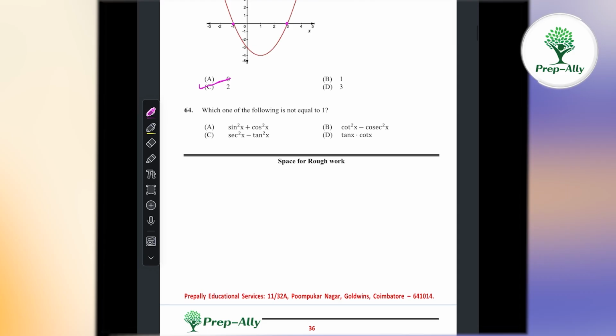Okay, so in this question, we're asked which of the following is not equal to 1, the fourth question. So sine square x plus cos square x equals 1, secant square x minus tan square x also equals 1, tan x times cot x also equals 1, cot square x minus cosecant square x equals minus 1. So that's option B.